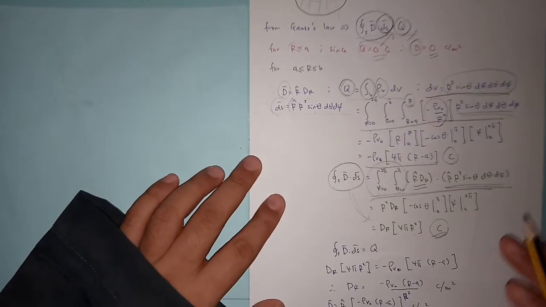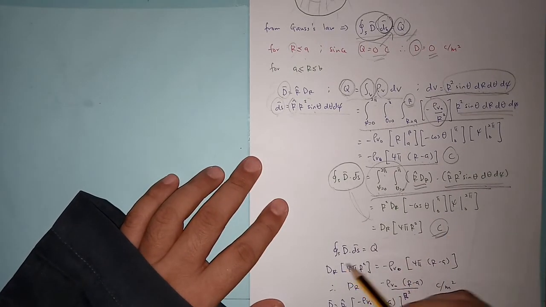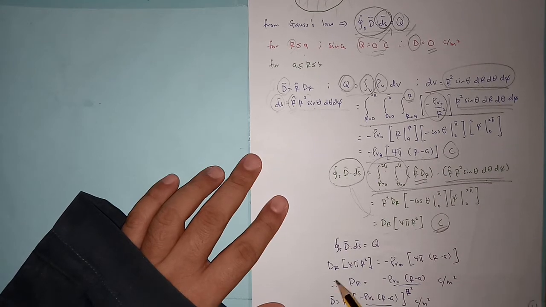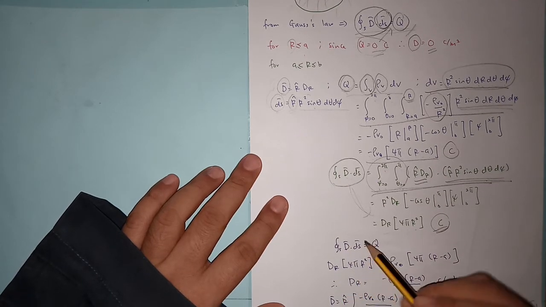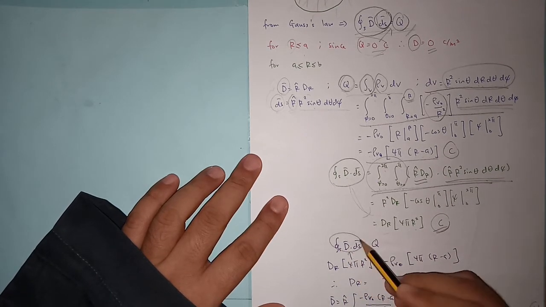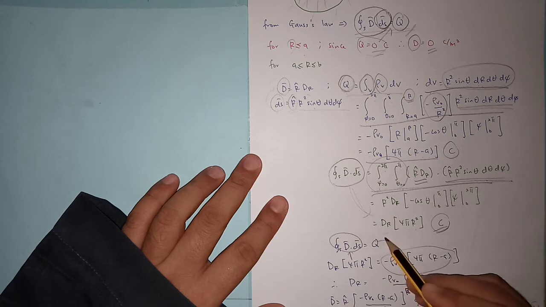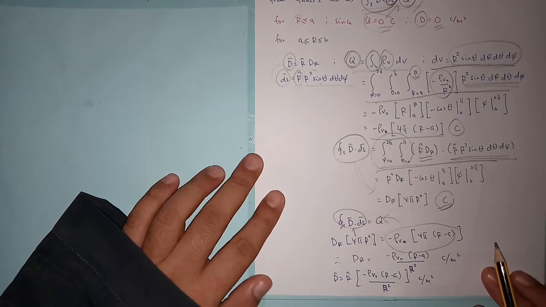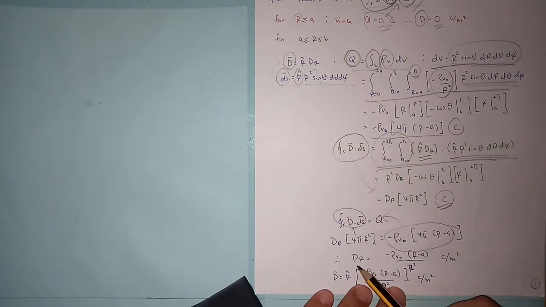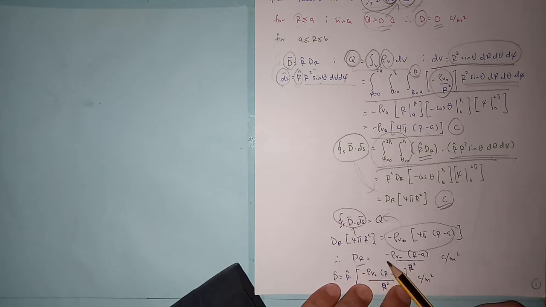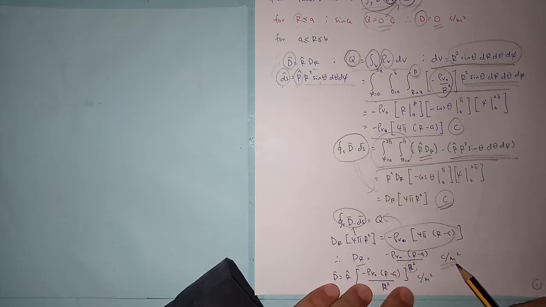Alright, and then we put all the expressions together. So we have Dr 4 pi r squared, which is the solution for this side, equal to minus rho v naught 4 pi (r minus a). So this is the solution for our charge here, and we will have the expression for Dr equal to minus rho v naught (r minus a) divided by r squared, and the unit for this is coulomb per meter squared.